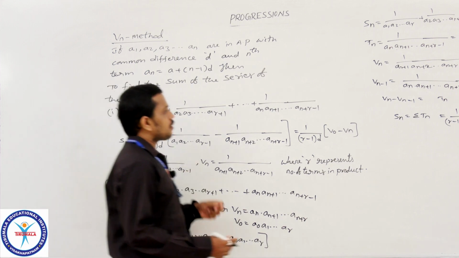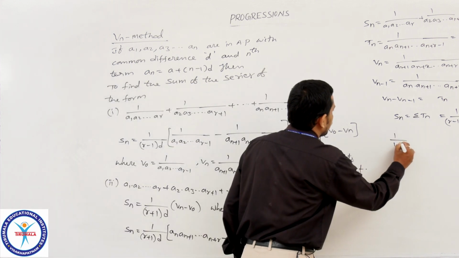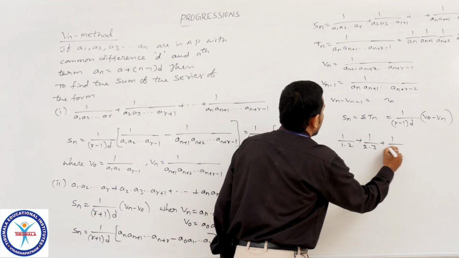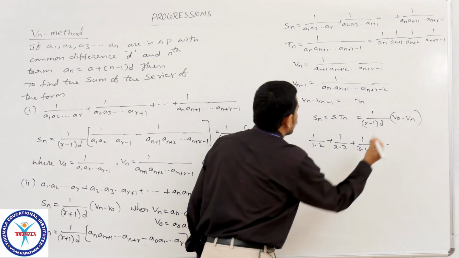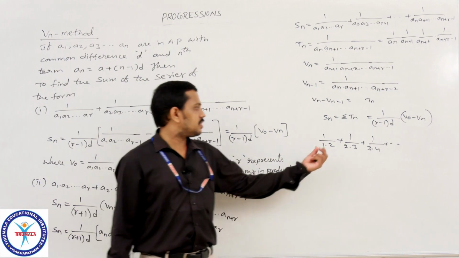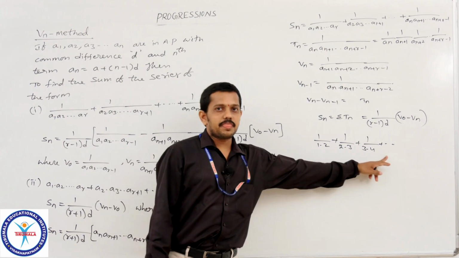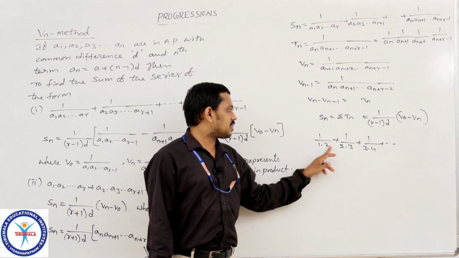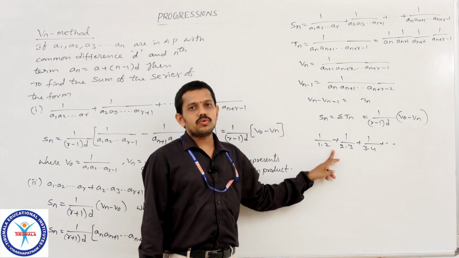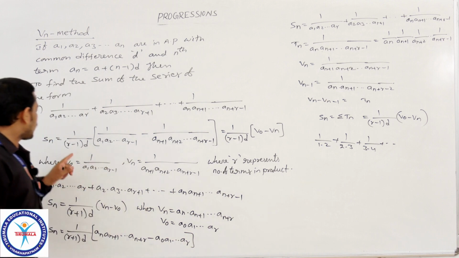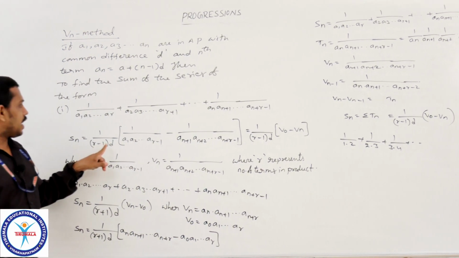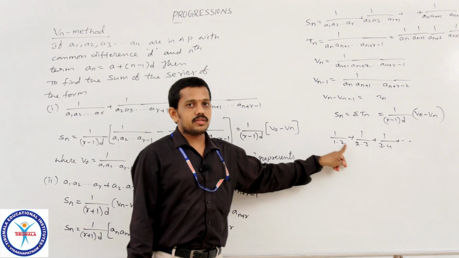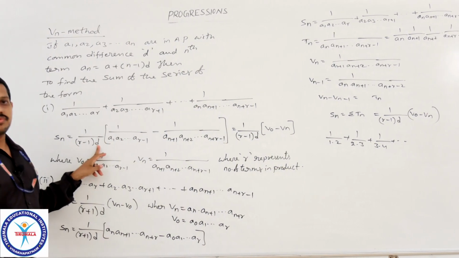Suppose the series given is 1 by 1 into 2 plus 1 by 2 into 3 plus 1 by 3 into 4 plus and so on. Here, what is r? How many terms are there in this product? 2. So therefore here we will take r is equal to 2, and this is in AP with common difference 1. So here d is equal to 1.